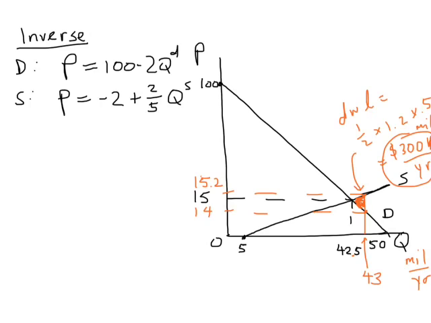Just a quick point, notice the incidence of the subsidy. Who did we subsidize? We gave it to the sellers. Notice that because the demand curve was so much less elastic than the supply curve, that subsidy accrued largely to the buyers. The price paid went from 15 to 14, so the buyers captured $1 of that $1.20 subsidy. The sellers only captured 20 cents of that $1.20 subsidy.